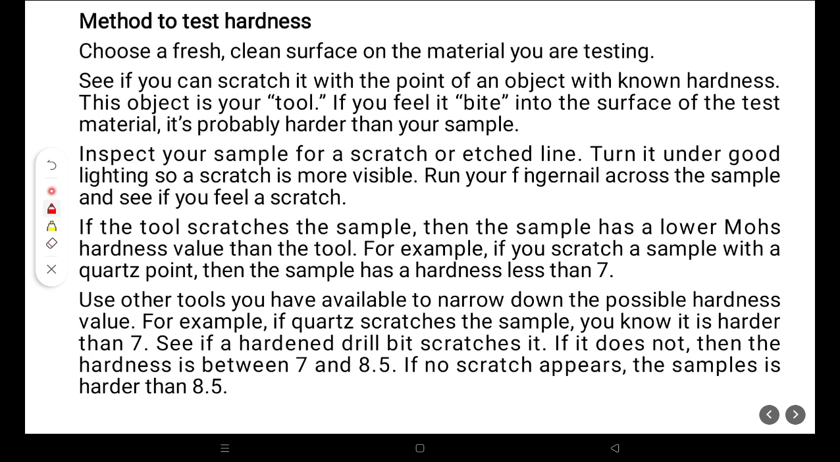So we can narrow down. Suppose the sample was not scratched by quartz, but it is scratched by a drilling bit. The drilling bit hardness is 8.5, and quartz hardness is 7. So the hardness of the mineral will be 7 to 8.5. So we should narrow down the range however we can.